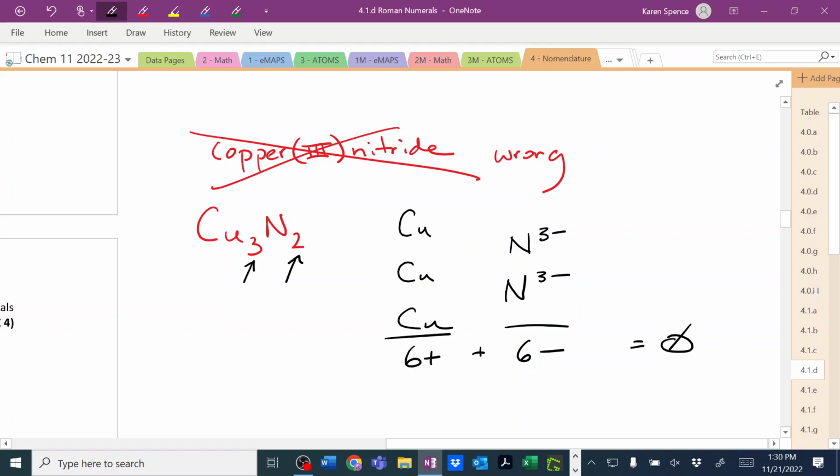Now I have 3 copper ions all adding up to give me 6. What is the charge of each one? 2 plus. See how we split up the 6 plus into 3 places? So that tells me that charge there, that is my Roman numeral. So this would be copper 2 nitride.